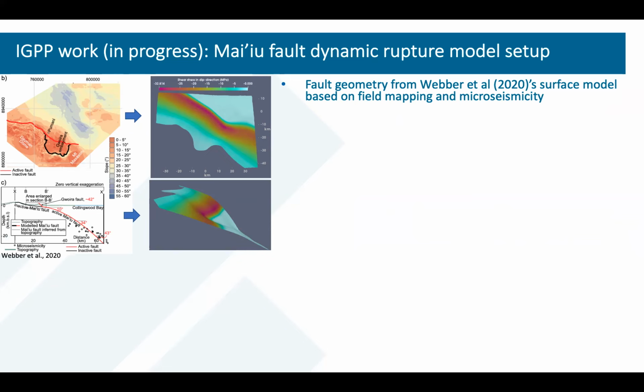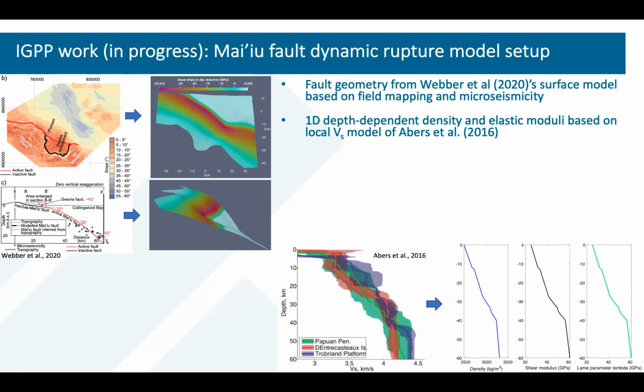And what's being shown here in the colors on this fault is the effective shear stress in the down dip direction. A bit more about that in a sec. We take our mechanical and material properties, so density and the elastic moduli, from Abers et al. 2016. They did some tomography and receiver function work, and we take their profile right beneath the Papua Peninsula.